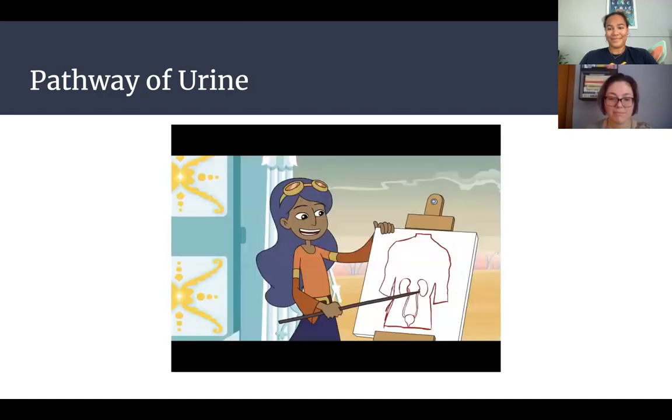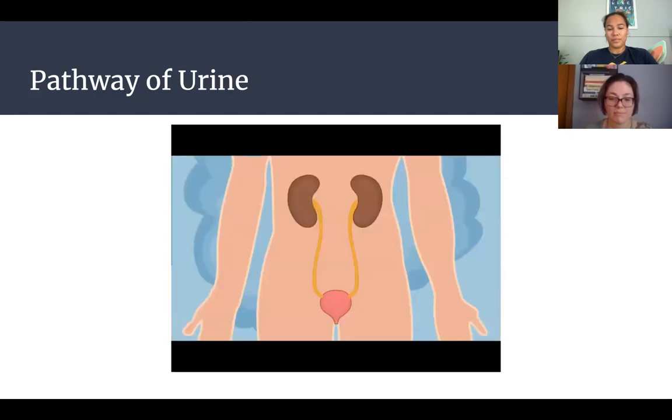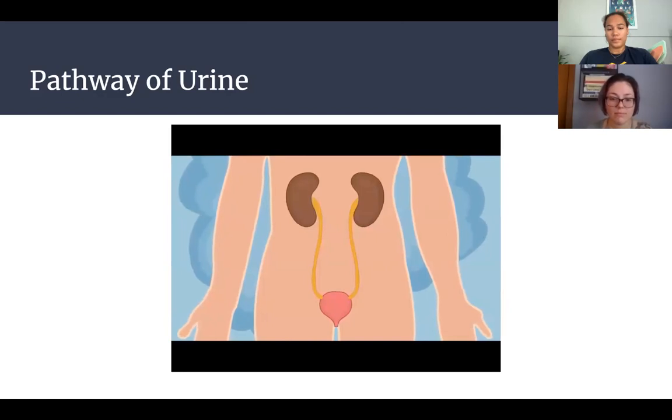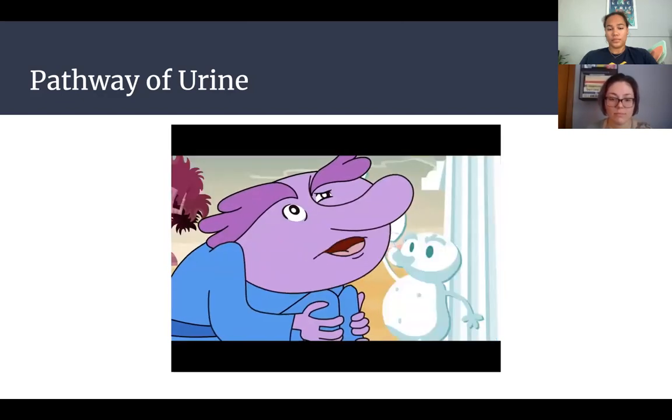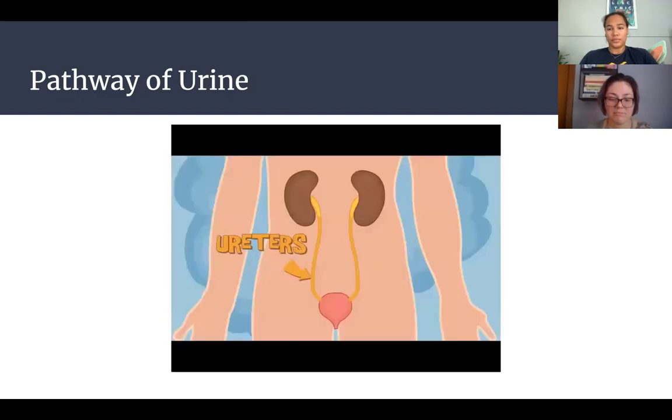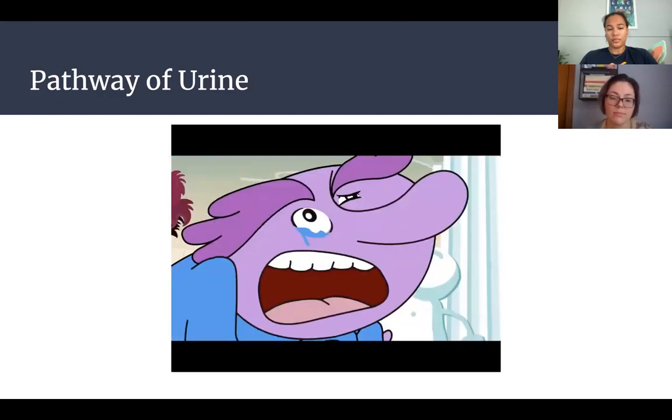After the kidneys, it's pretty much just plumbing. The urine enters 2 small tubes, one coming from each kidney. Those are called the ureters. They lead to the bladder. The bladder is a sac that holds the pee.